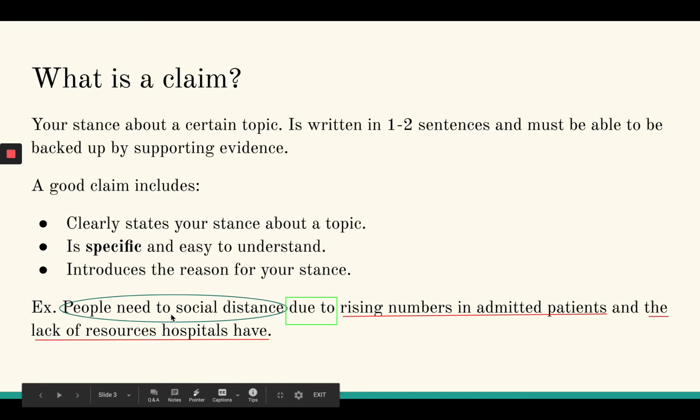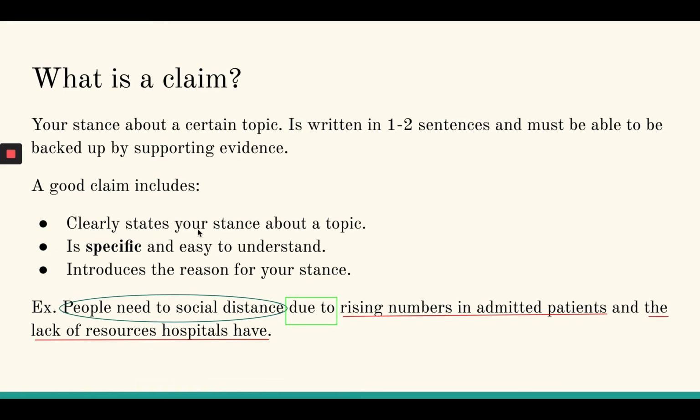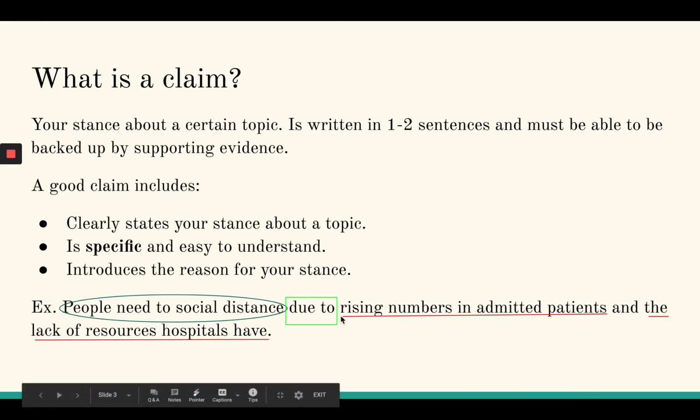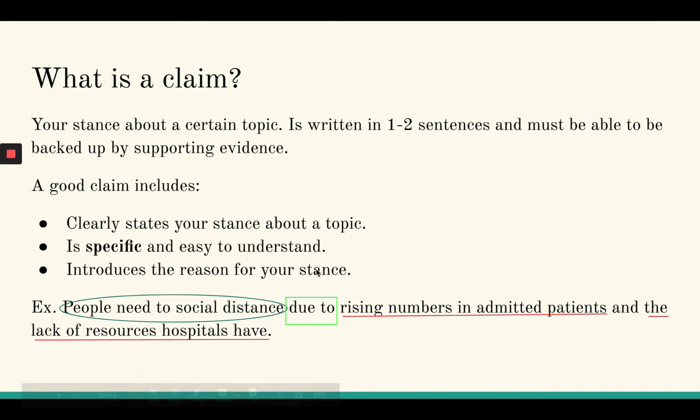So here's an example of a good claim. We have: people need to social distance. That would be clearly stating your stance about a topic. So for right now, during this quarantine, during this pandemic, people need to social distance. That's the overall claim. Due to, this is just a little transition phrase, okay? That's why that's boxed there. And then your reasons: raising numbers in admitted patients and the lack of resources hospitals have. So these are introducing the reasons for the stance.